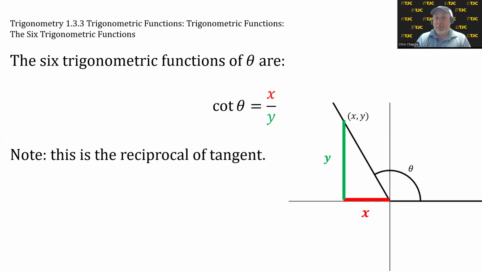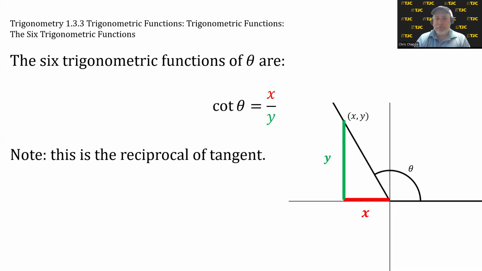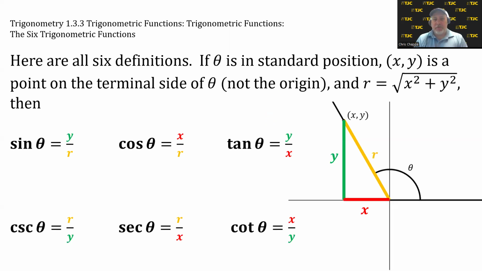And again, this is the reciprocal of tangent. Cotangent of theta is x over y. Tangent of theta is y over x. This is all 6 of them. These need to be memorized. I can't stress enough that these need to be memorized.